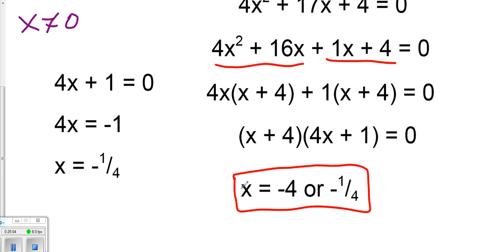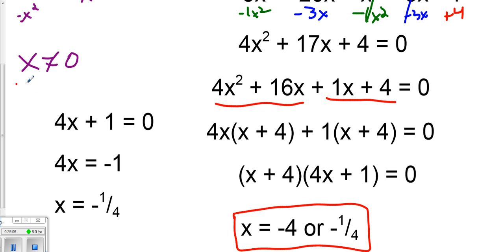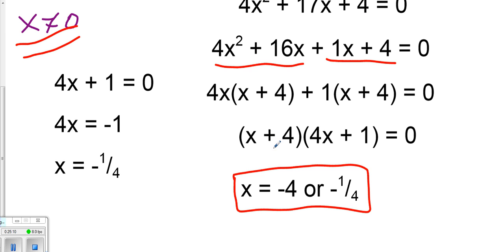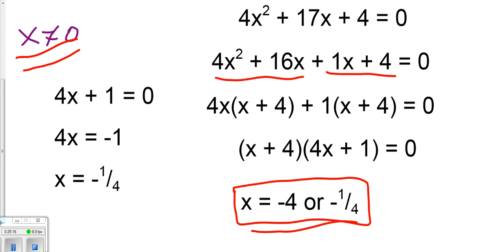As of right now, these are our two solutions. We double check with our excluded value where it says x cannot be 0. Neither of these are 0, so these both check out. And that would be how to solve our rational equations.